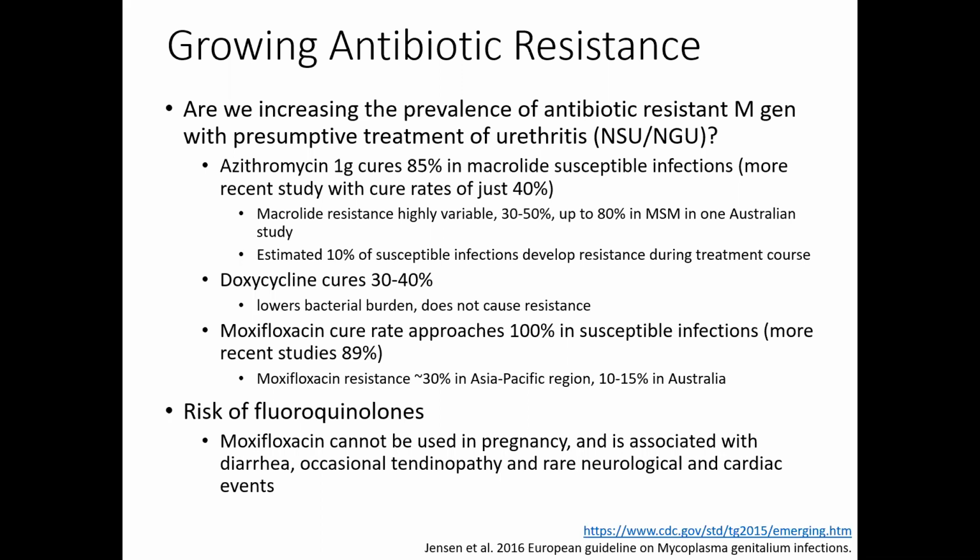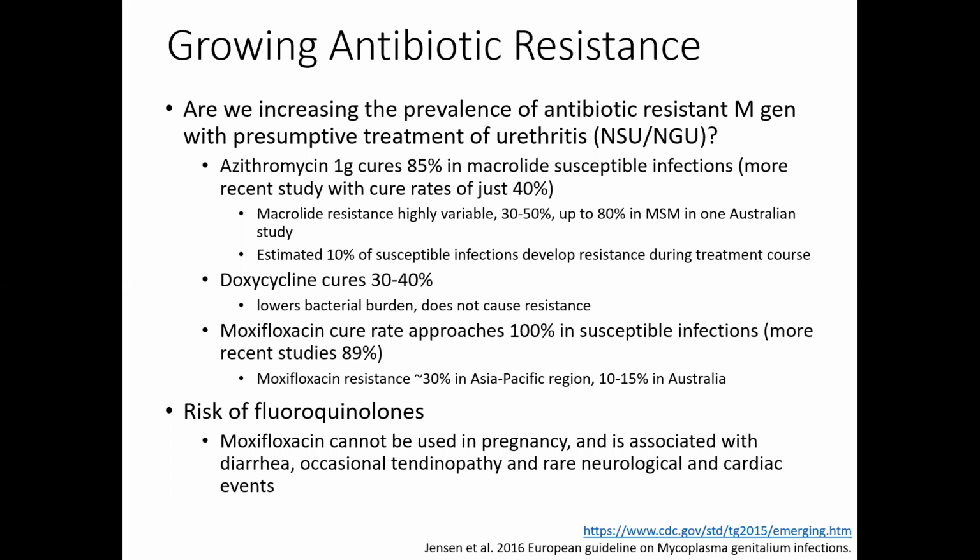In one Australian study, 80% of men who have sex with men in their clinic had macrolide resistant Mgen. Even more concerning, it showed that about 10% of Mgen infections that should have been susceptible to azithromycin actually developed resistance during the treatment with 1 gram of azithromycin. So we are potentially creating more resistance even just with our one-time treatment of NSU when somebody has Mgen.